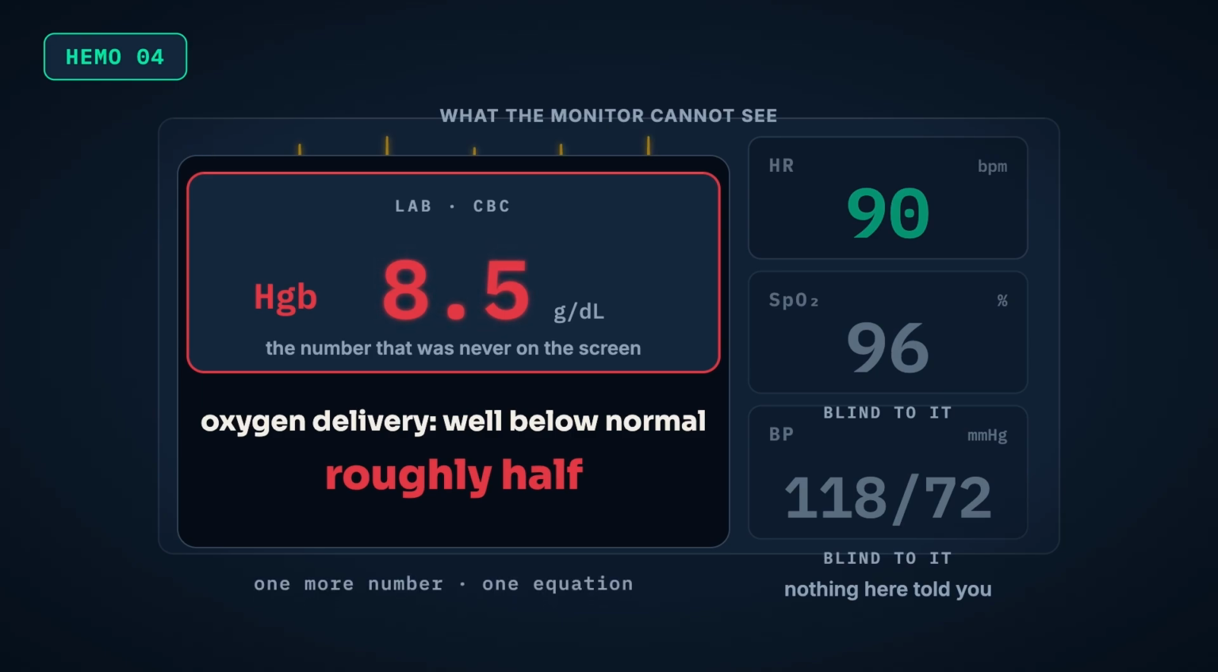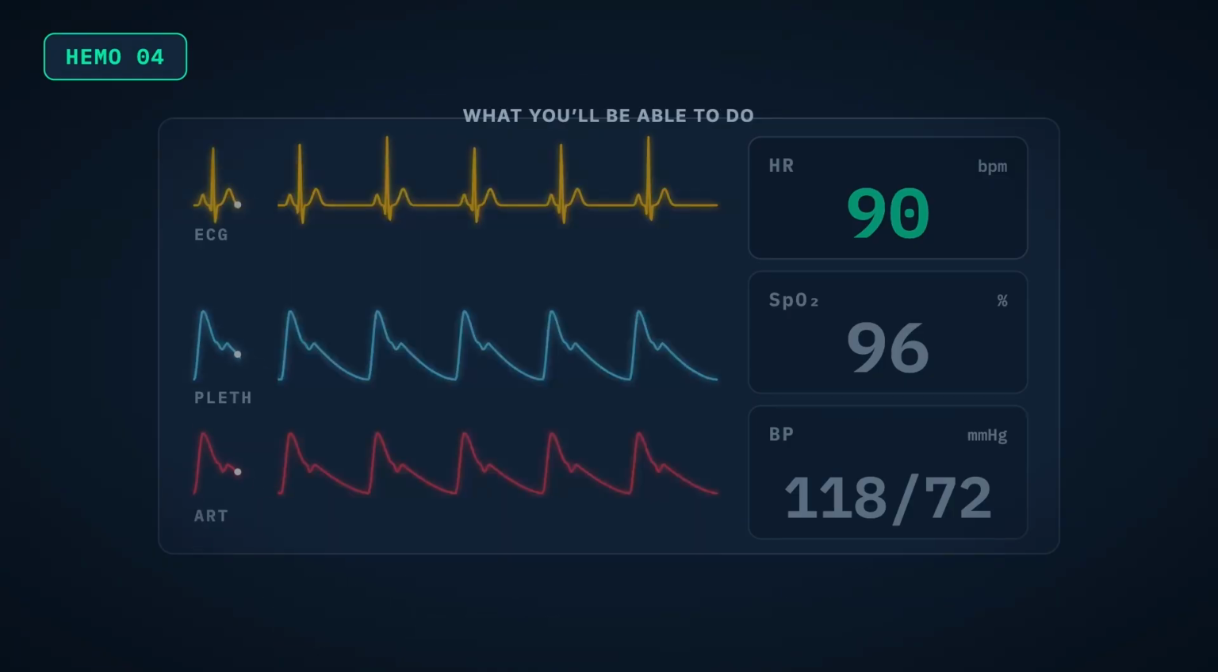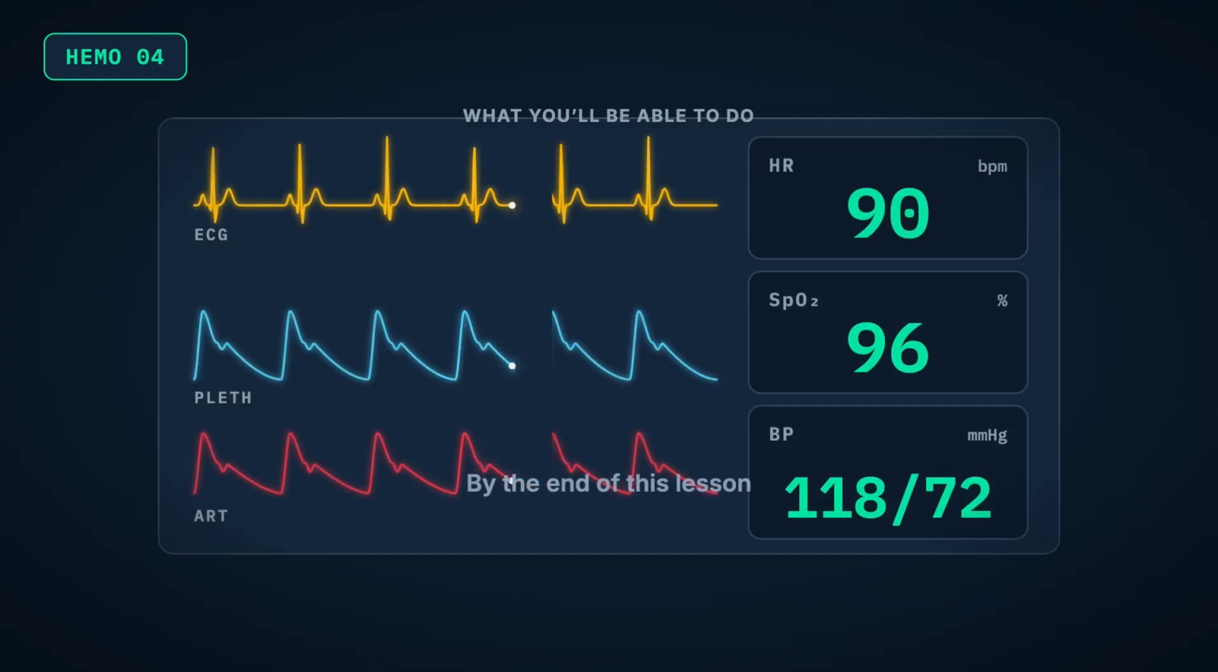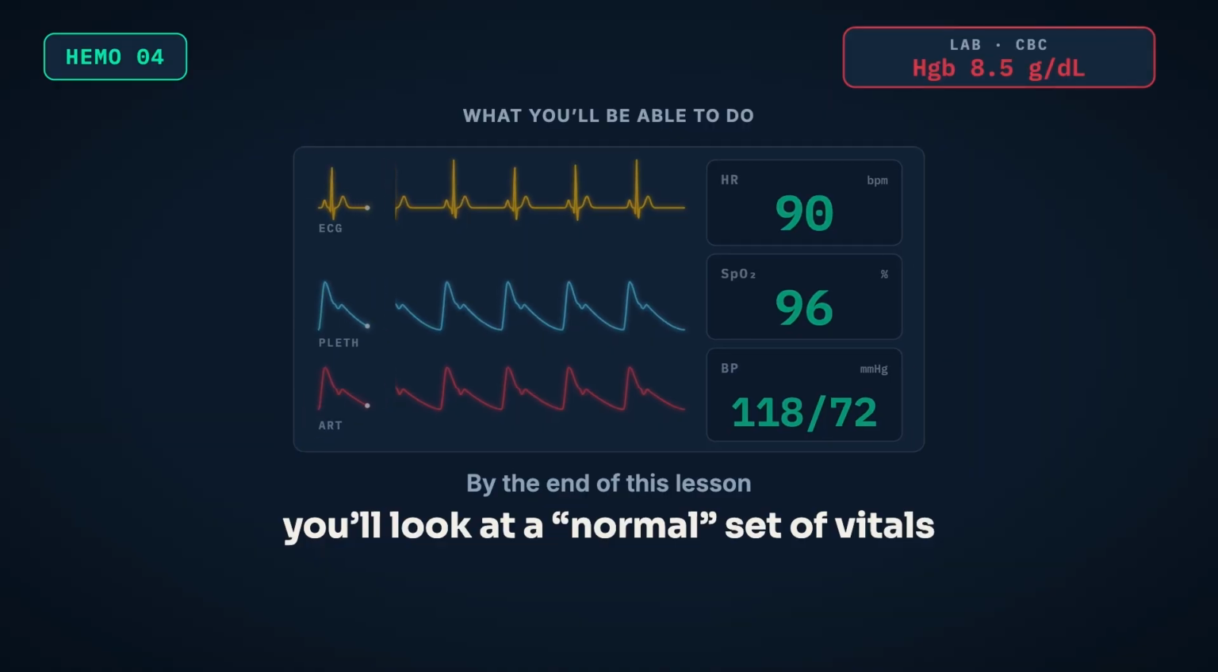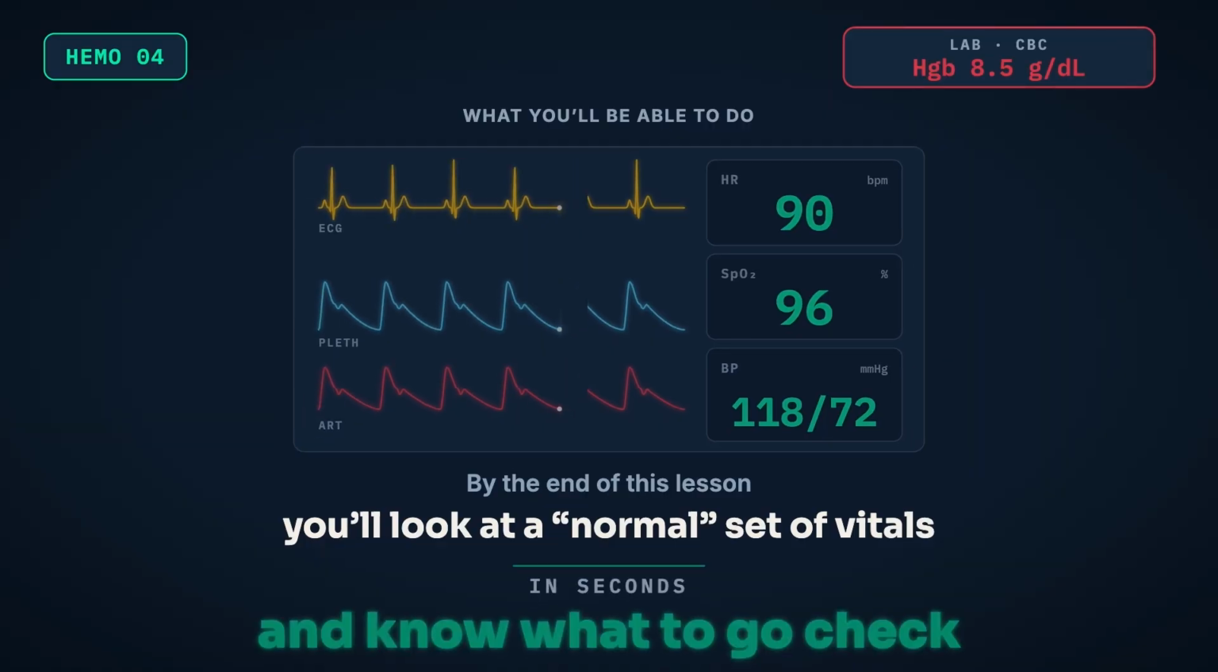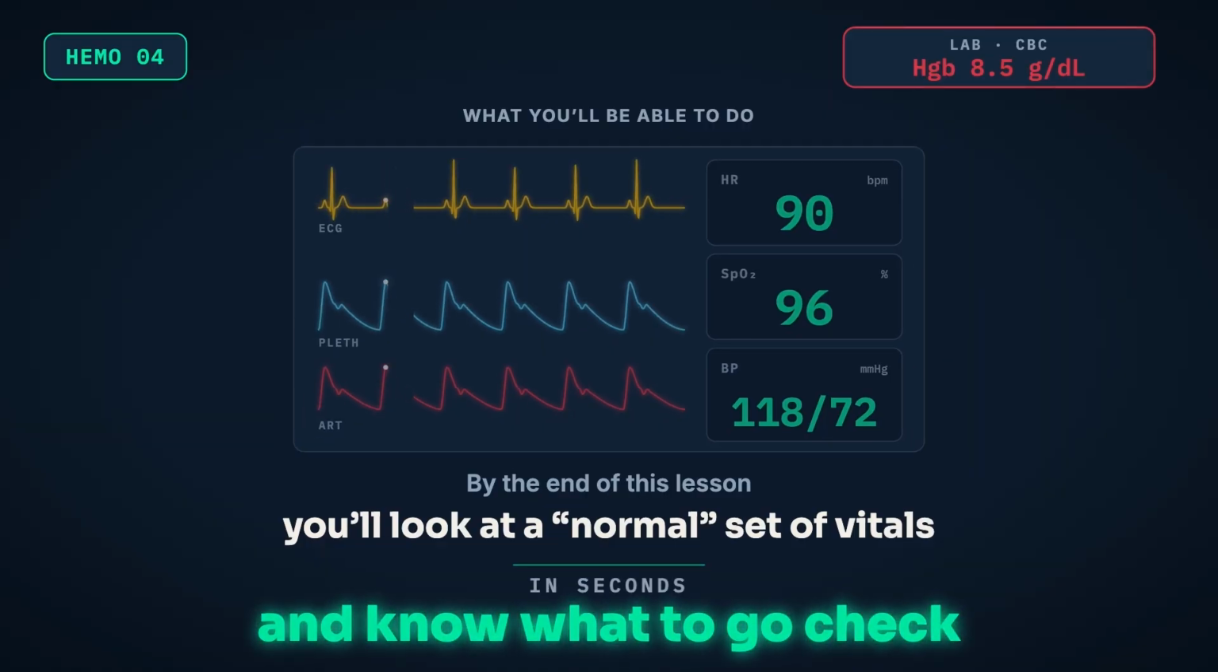You need one more number and one equation to find it. That equation is DO₂, oxygen delivery. By the end of this lesson, you'll be able to look at a normal set of vitals and know in seconds exactly what else you need to check.